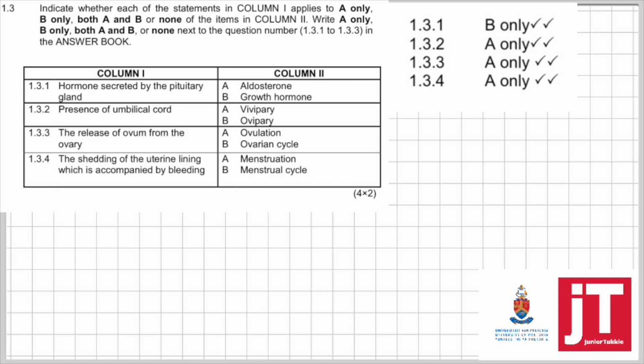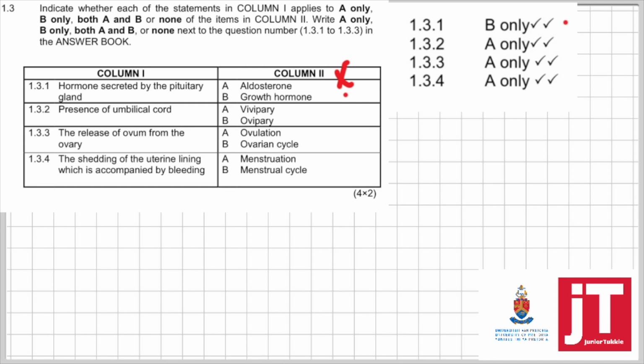1.3. Indicate whether each of the statements in column 1 applies to A only, B only, both A and B, or none of the items in column 2. Write A only, B only, both A and B, or none next to the question number in the answer book. 1.3.1. What is the hormone secreted by the pituitary gland? Now you know, aldosterone is secreted by the adrenal gland and growth hormone is secreted by the pituitary gland, so your answer is B only.